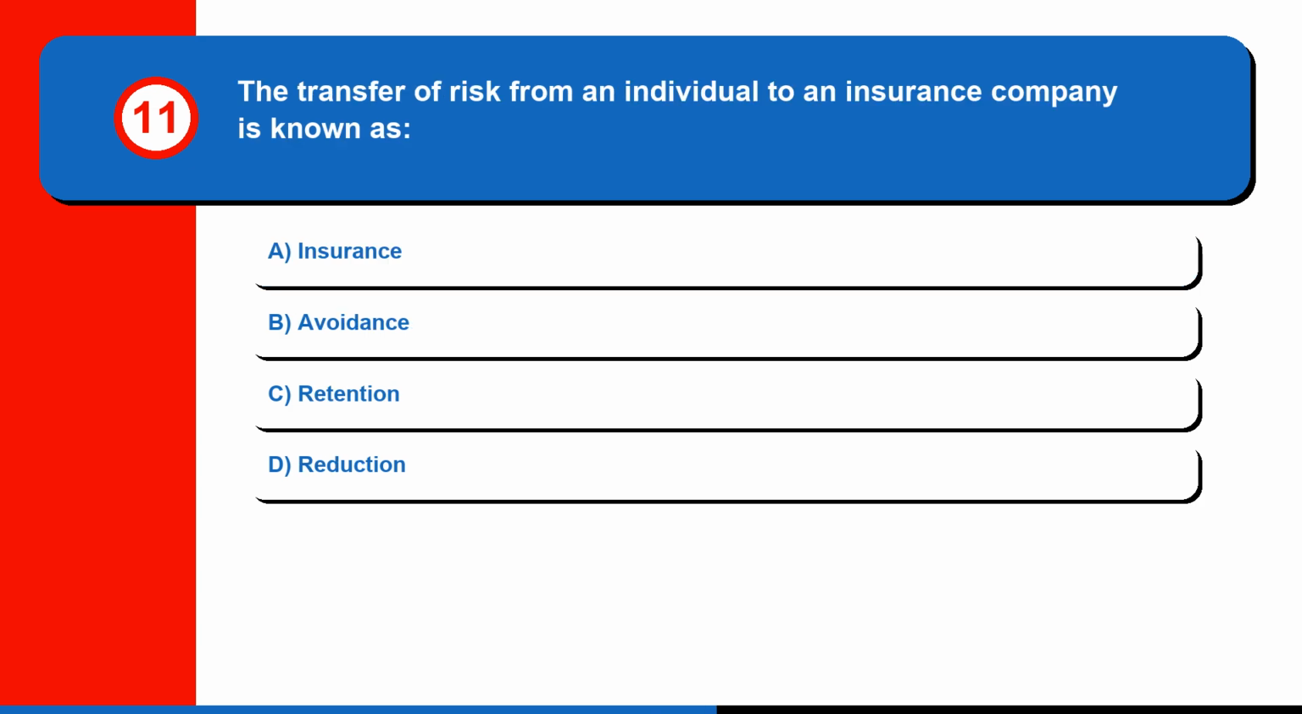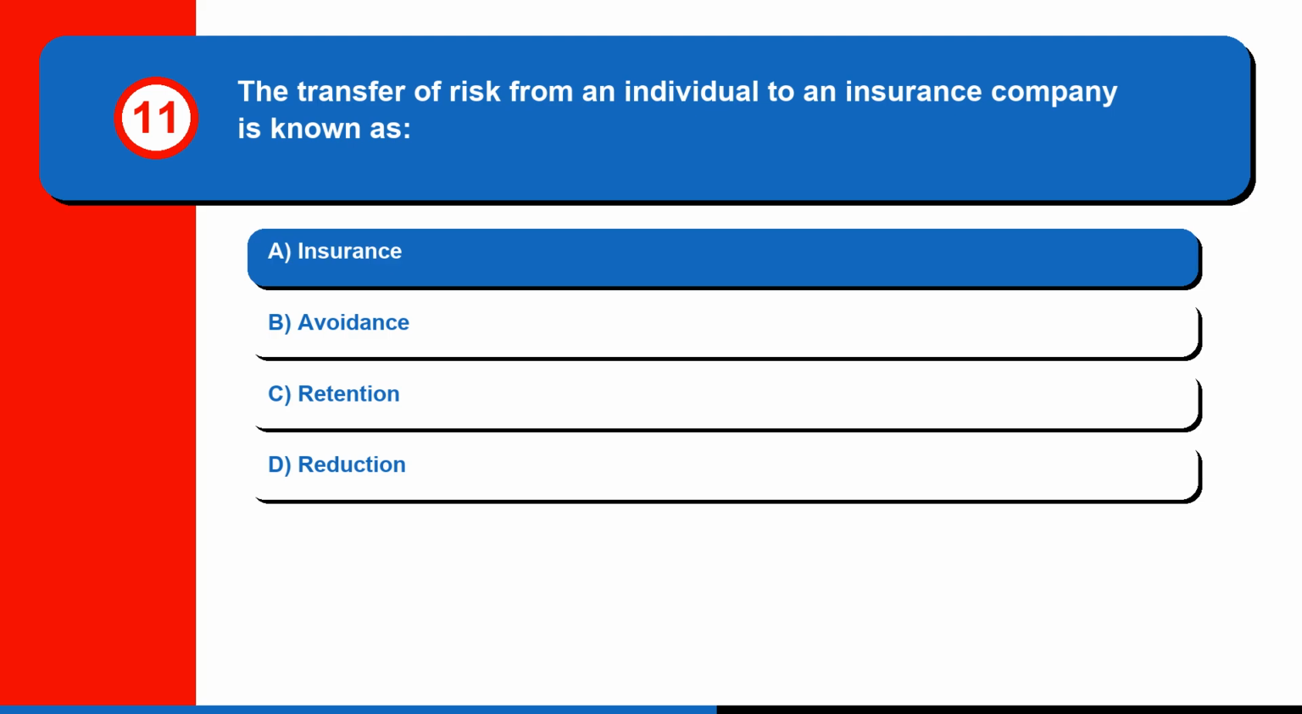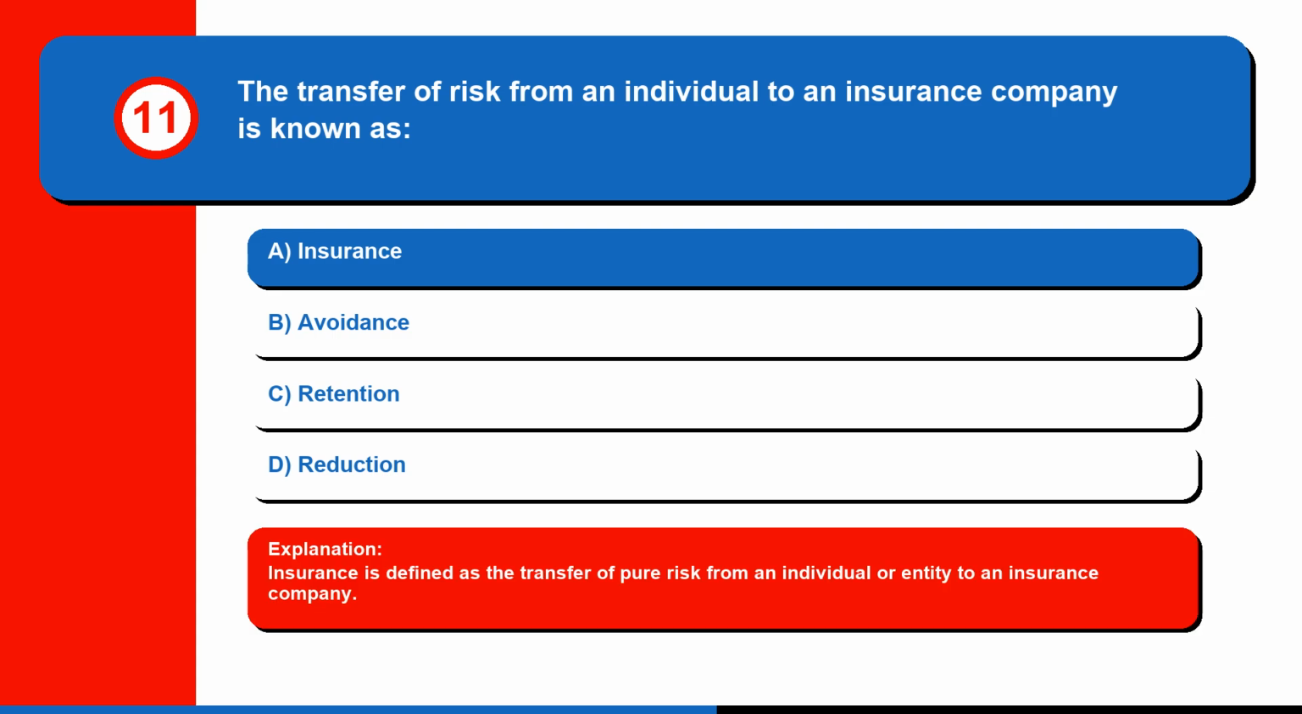Question 11. The transfer of risk from an individual to an insurance company is known as A. Insurance. B. Avoidance. C. Retention. Or D. Reduction. The correct answer is A. Insurance. Insurance is defined as the transfer of pure risk from an individual or entity to an insurance company.